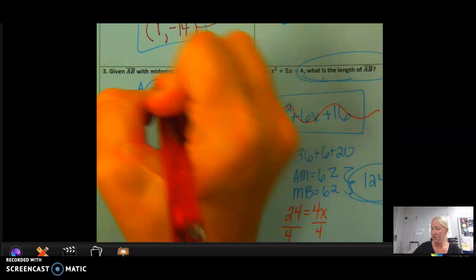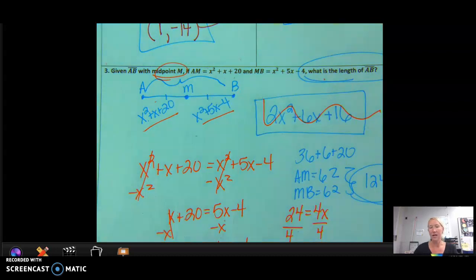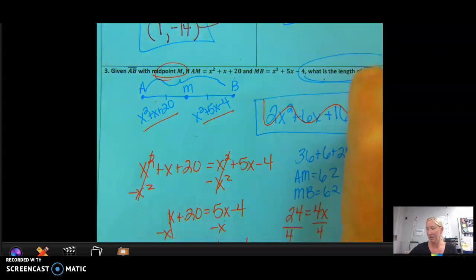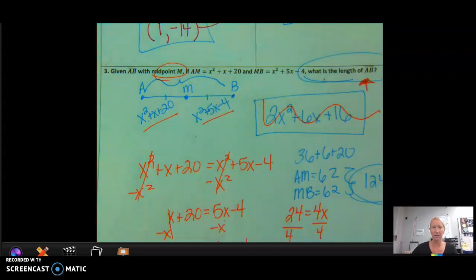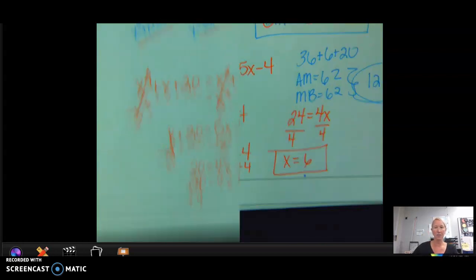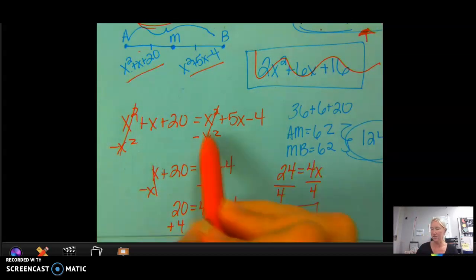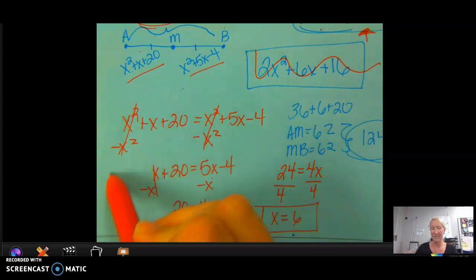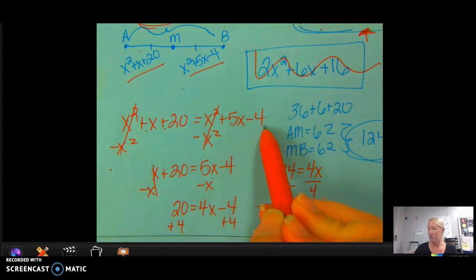So M is actually a midpoint. I labeled this, but these two things are equal. So to solve for x and to solve for the length of AB, you set those two things equal. So that's what I did right here. You get your like terms to the same side. So I subtract x squared from here, but it cancels there. So I'm left with x plus 20 equals 5x minus 4.